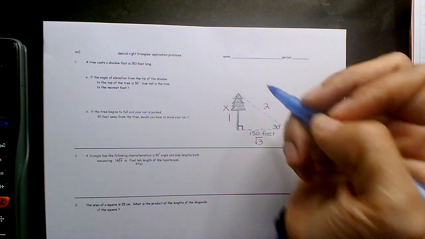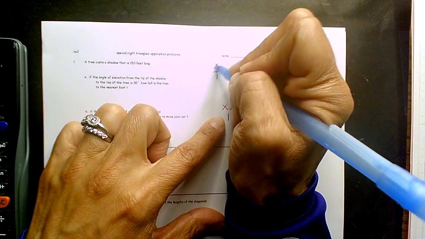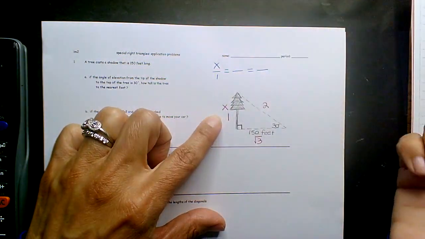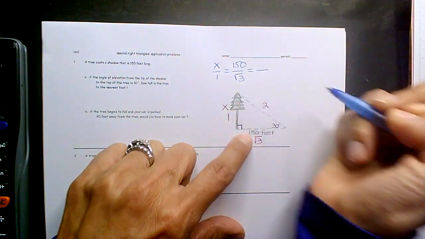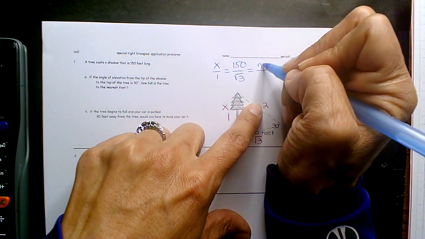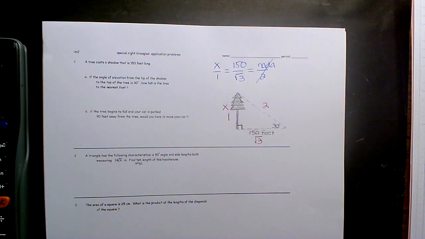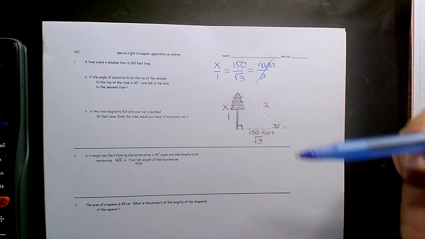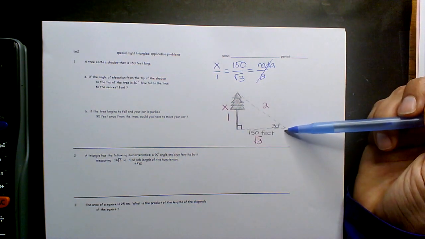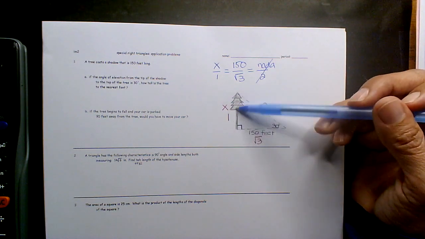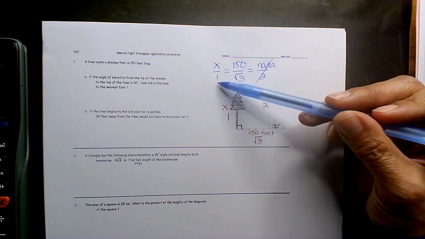I'll do the shortcut too, but if you're into the statement of proportionality, X over 1, 150 over rad 3, and this, I have nothing over 2. I don't need the length from the tip of the tree to the end of the shadow. Okay, I want to know how tall the tree is, so I want to know what X is. If you want to solve this, you would take the cross product.